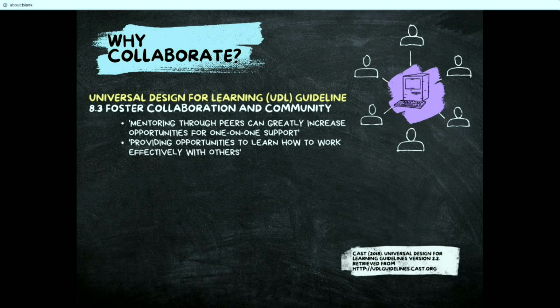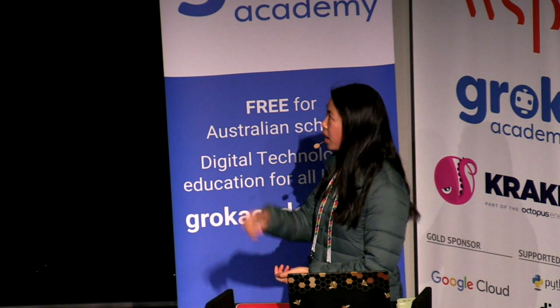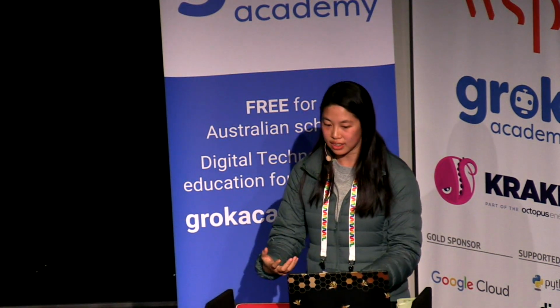One of the things they recommend is fostering collaboration and community in the classroom, and they have a couple of examples of why that's useful. One of them is that mentoring through peers can greatly increase opportunities for one-on-one support, and I think this is really helpful because usually there's one teacher and a lot of students, and you can't give every student one-on-one time. But if students are teaching each other, you get more feedback for the students more quickly. And this is especially true in our courses where we have hundreds of students and one lecturer. So getting students to learn from each other is really great for us too.